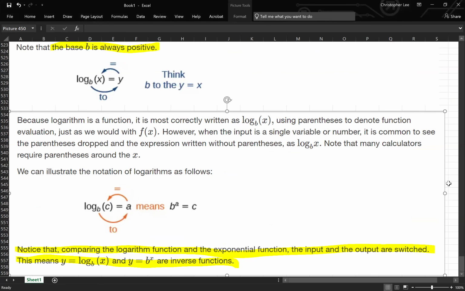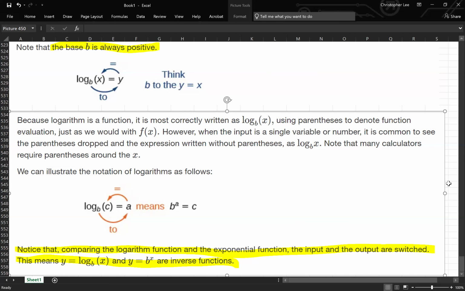Because logarithm is a function, it is most correctly written as log base b of x, using parentheses to denote the function evaluation. Just as we would with f of x, however, when the input is a single variable or a number, it is common to see the parentheses dropped and the expression written without parentheses, as log base b of x. Notice that many calculators require parentheses around the x.